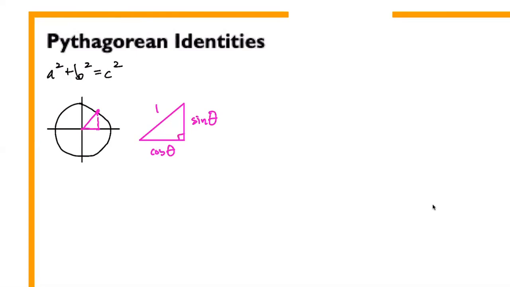Now this is a right triangle. By definition of the x being horizontal and the y being vertical, they meet at a 90-degree angle. So if I were to take these 3 sides labeled as they are and plug them into the Pythagorean identity, check out what I get. Cosine theta squared plus sine theta squared equals 1 squared.